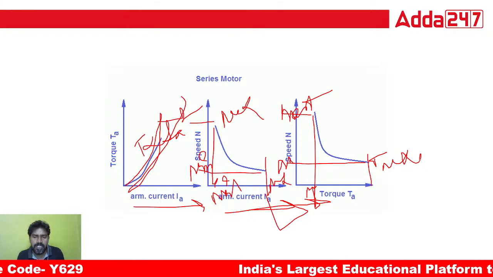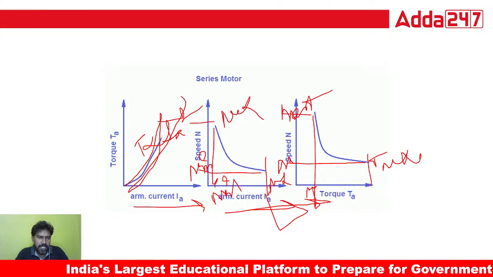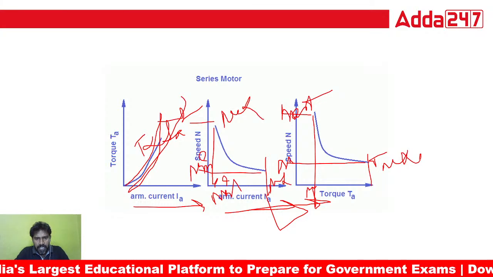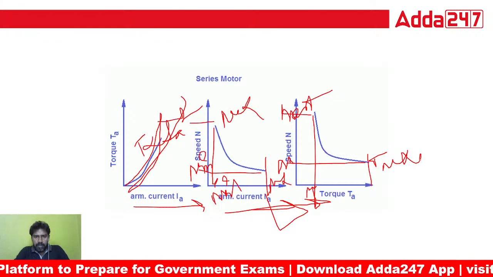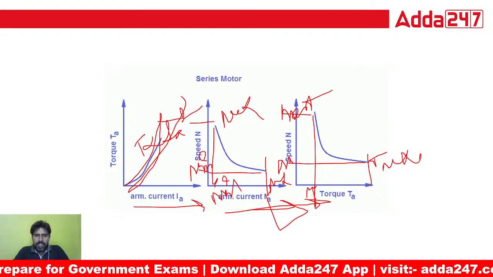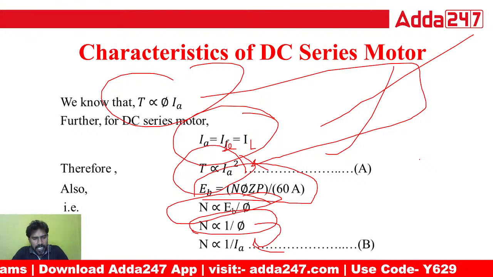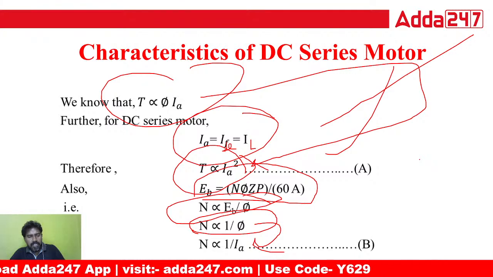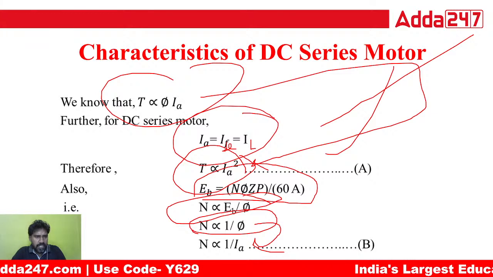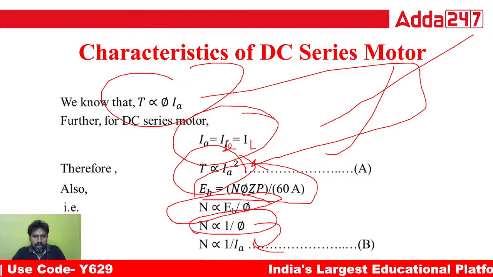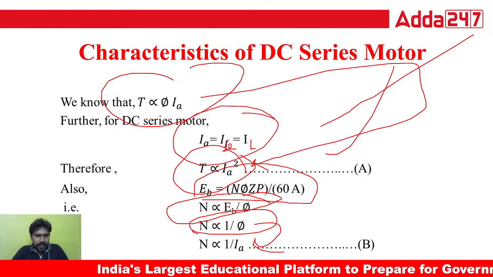So these are the relations between torque, speed and armature current, the characteristics of a DC series motor. You can keep this in mind and remember it. As per the equations only, we can get the characteristics of a DC shunt motor, series motor, or whatever motor we are going to discuss. That is based only on mathematical expressions.